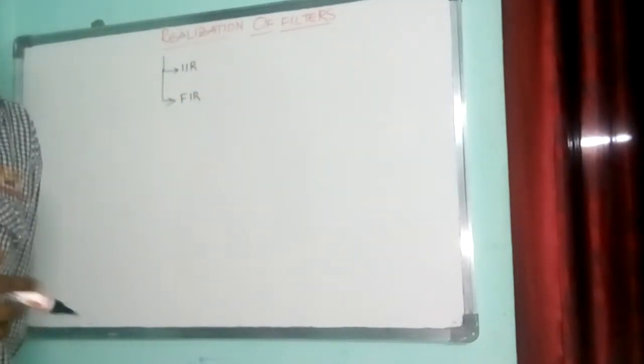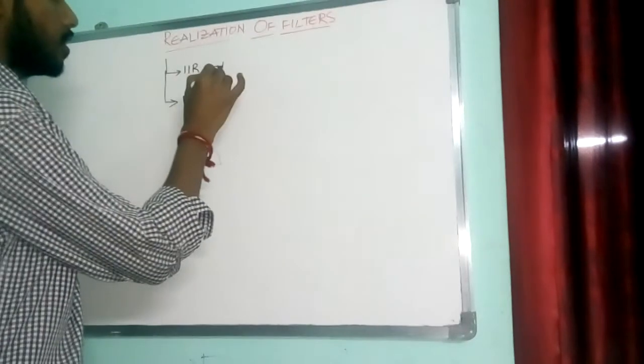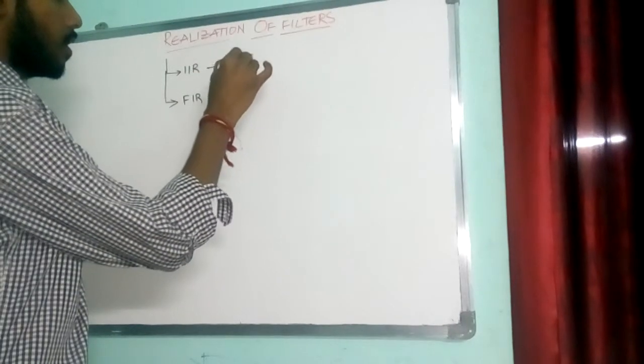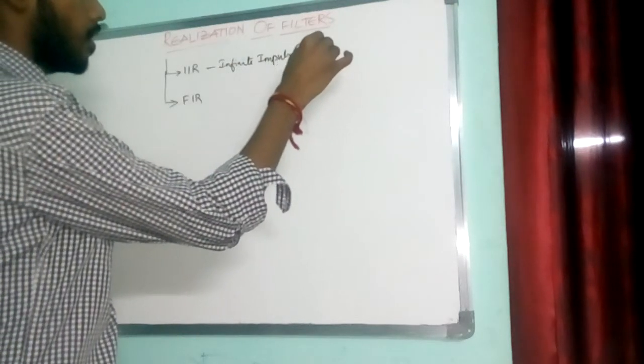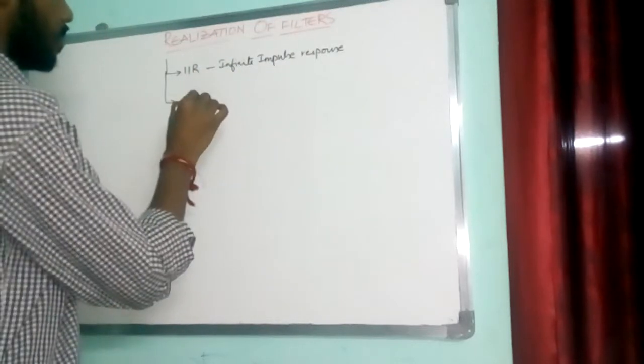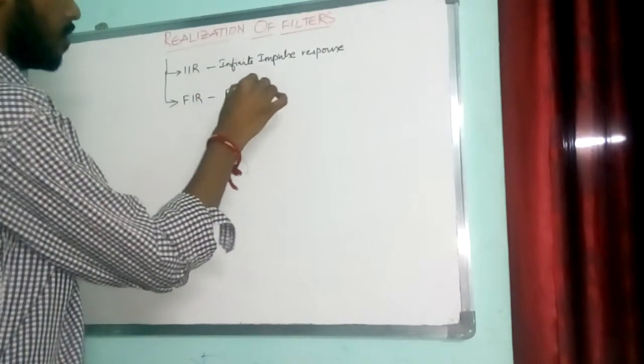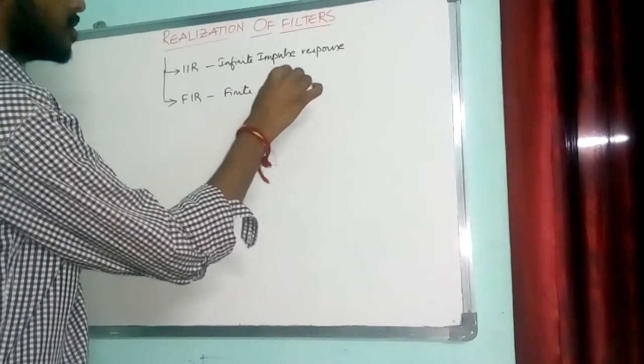Hi friends, in this video we're going to see the realization of filters. Basically, the filters are of two types, IIR and FIR. We are talking about digital filters, not the analog ones. IIR is infinite impulse response filter, whereas FIR is finite impulse response filter.